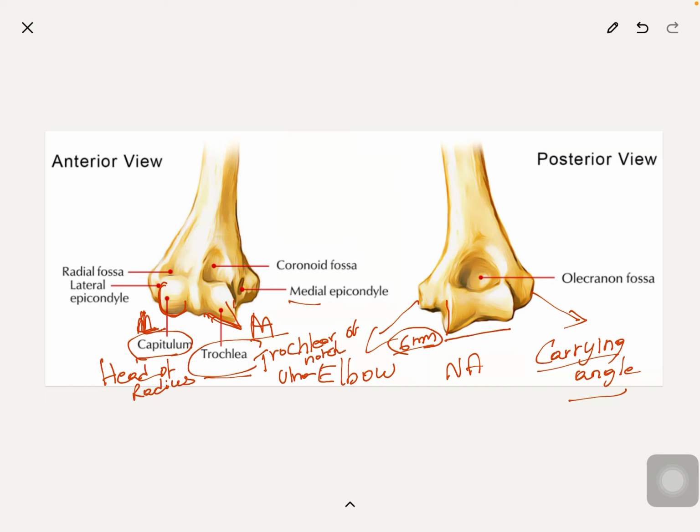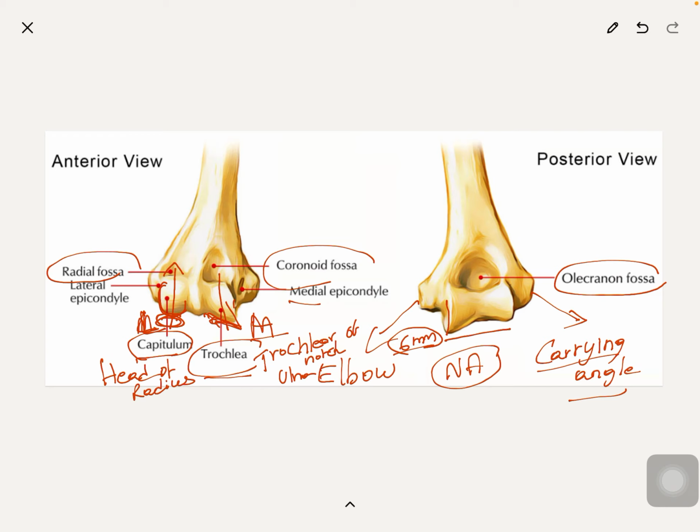What are the non-articular parts? The non-articular parts are the radial fossa and coronoid fossa in the anterior view, and the olecranon fossa in the posterior surface. The name itself tells what it will be related to. The capitulum articulates with the head of the radius. So when you flex the elbow, the radius will be resting on the radial fossa. Same here, this part articulates with the trochlear notch of the ulna.